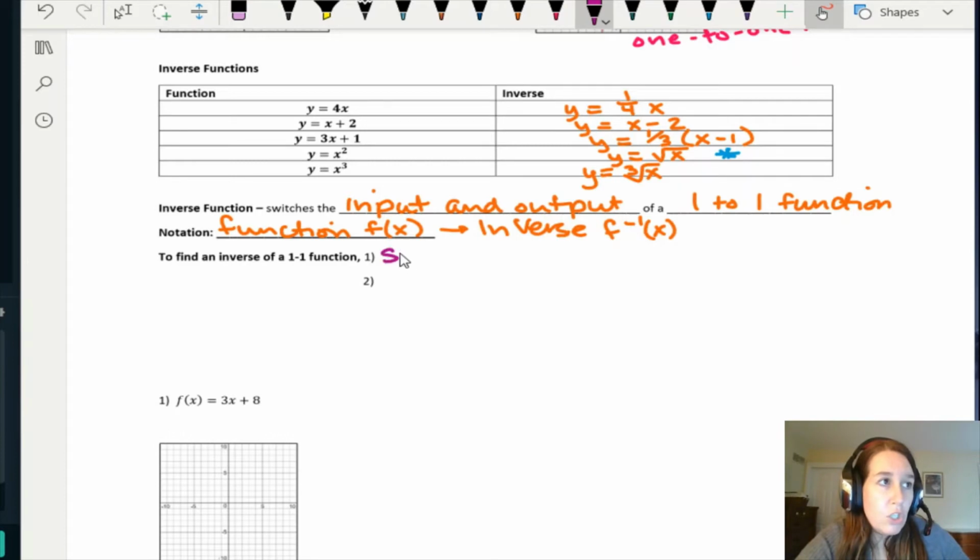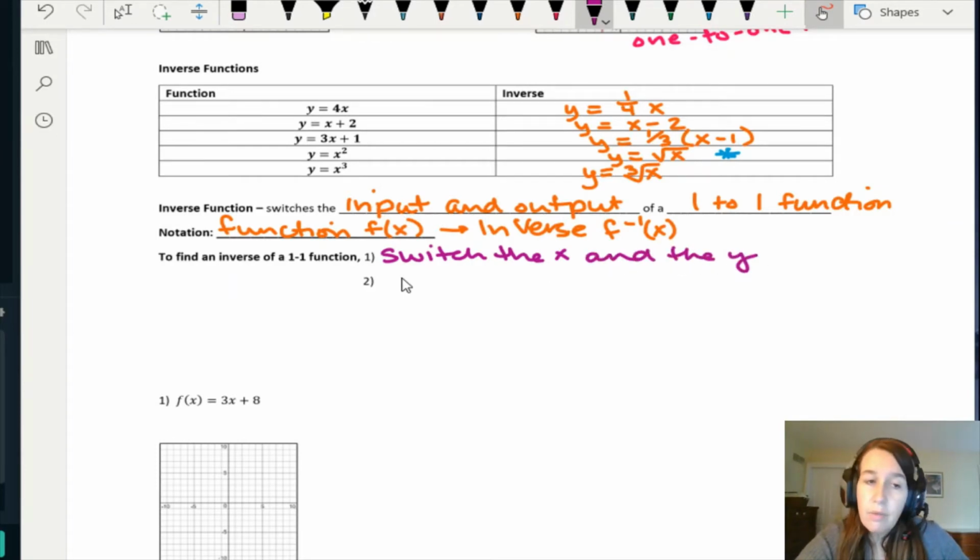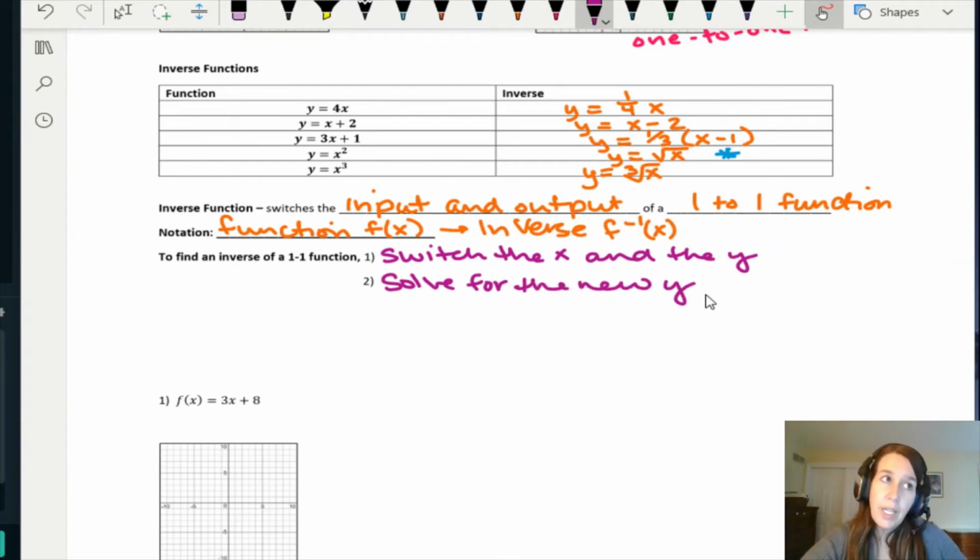First, switch the x and the y, and that's really creating the inverse, right? Because the inverse switches the input and the output, and the x and the y are the input and the output, and then solve for the new y, and that will create the inverse. So let's take a look at an example of that on the next page.